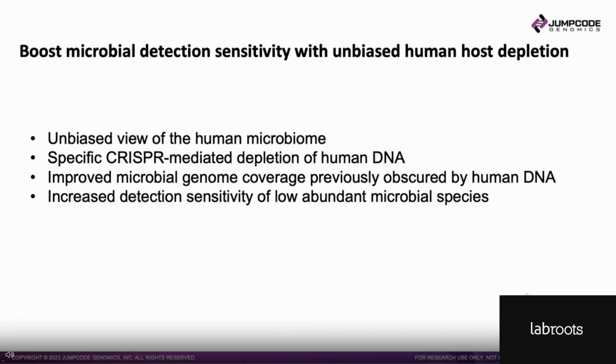So, with the Jumpcode solution, you can achieve an unbiased view of the human microbiome because our method uses specific CRISPR-mediated depletion of the human DNA. You will also achieve improved microbial genome coverage previously obscured by human DNA. You will increase detection sensitivity of low abundant microbial species. And this is a single-day workflow that can easily be applied to extracted total DNA from microbiome samples.